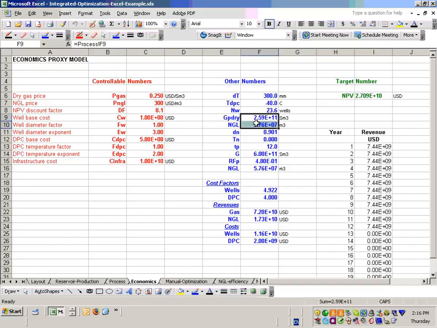So these are intermediate variables, normalized diameter and temperature. This is the plateau length. This is the gas in place. Recovery factor at plateau. NGLs produced, that's one of the key results. Cost factors. These are the total revenues, taking the revenue and dividing it by the number of plateau years.